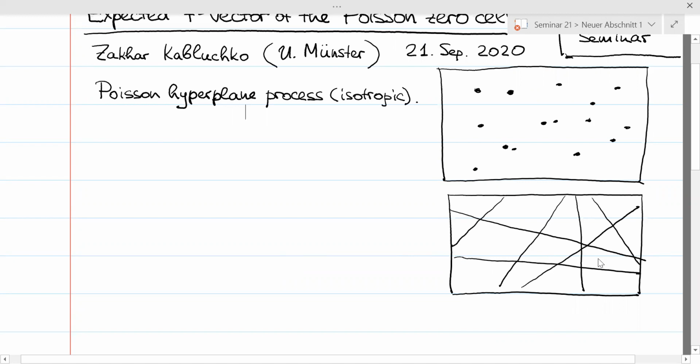And one can also conjecture that this can be extended to the whole plane so that you can drop infinitely many, but countably many, random lines into the plane. And there should be some mathematical construction describing this. So this is called Poisson line process. And now I'm going to define it in d dimensions. So I will define the so-called Poisson hyperplane process.